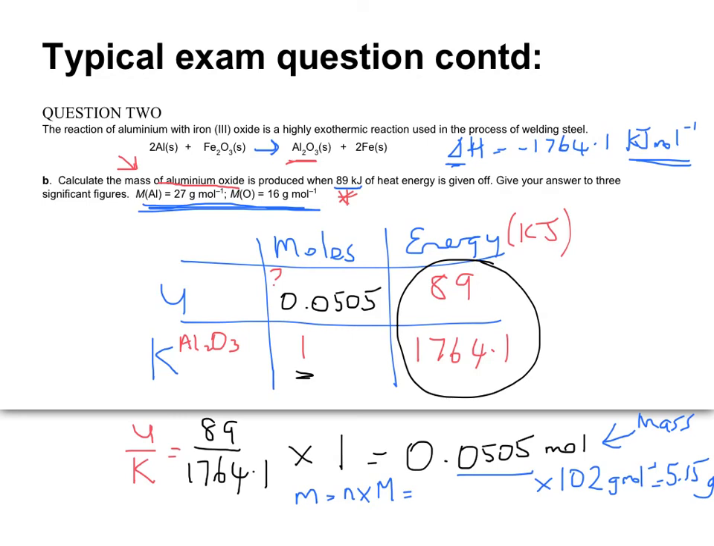Okay, so in both cases you just needed to draw up this grid of what we know and what we don't know in terms of moles and energy, and that's going to give you an unknown over known ratio, whether it's a ratio of moles or whether it's a ratio of kilojoules. Okay, now it's just a matter of getting some practice.